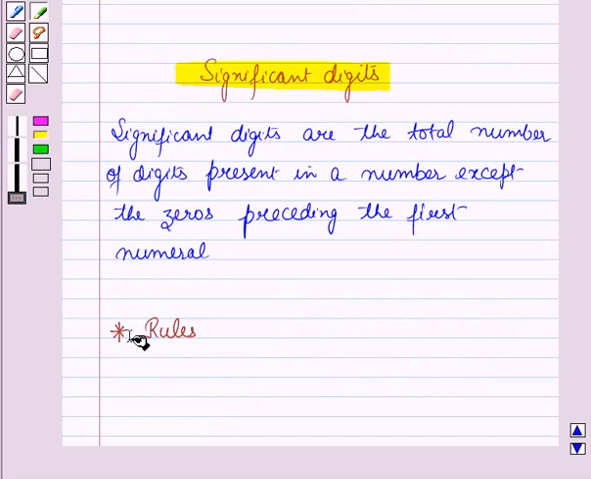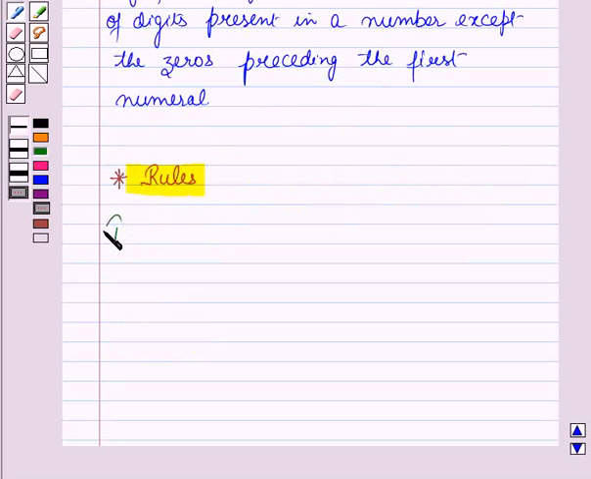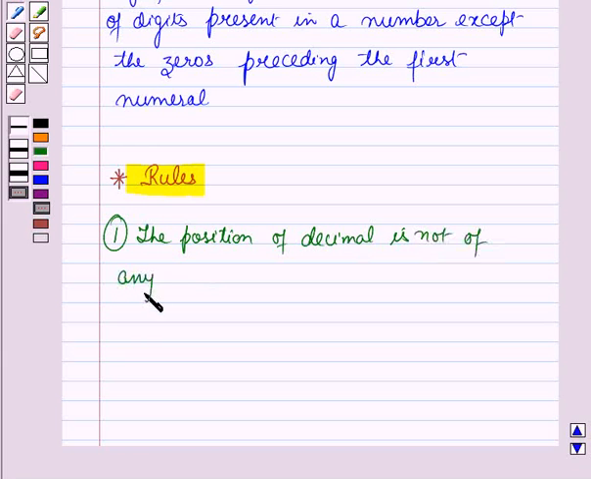Now let us discuss some rules to decide the number of significant digits. First is the position of decimal is not of any importance. That is, all non-zero numerals in the number are significant.